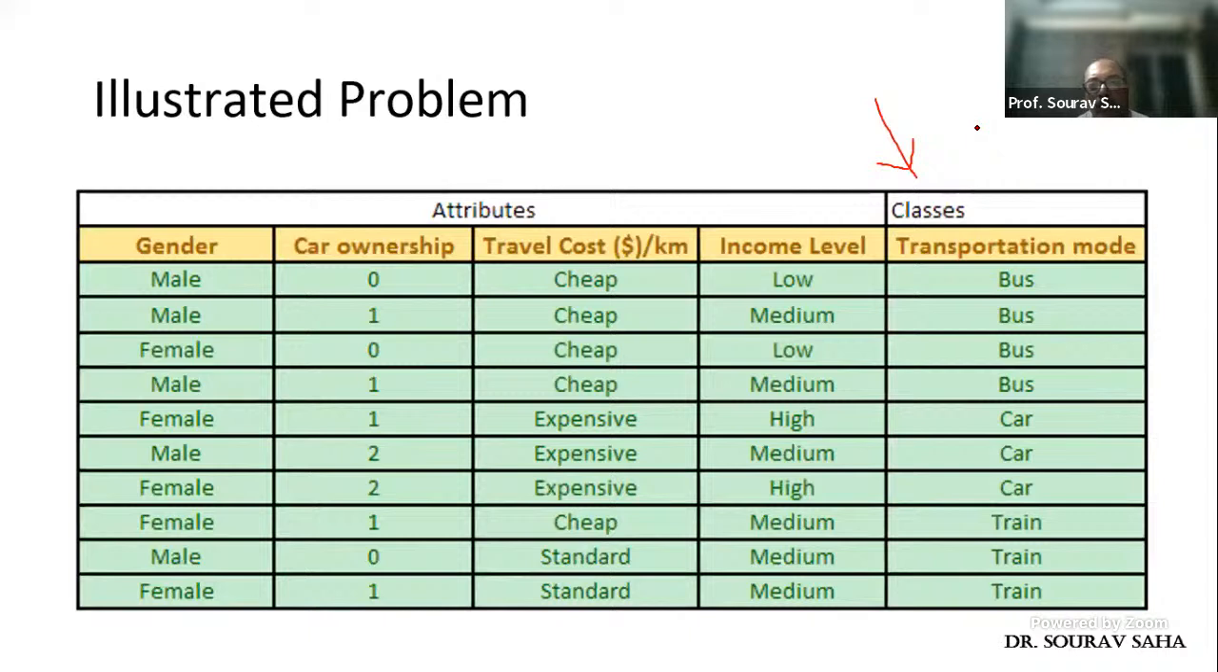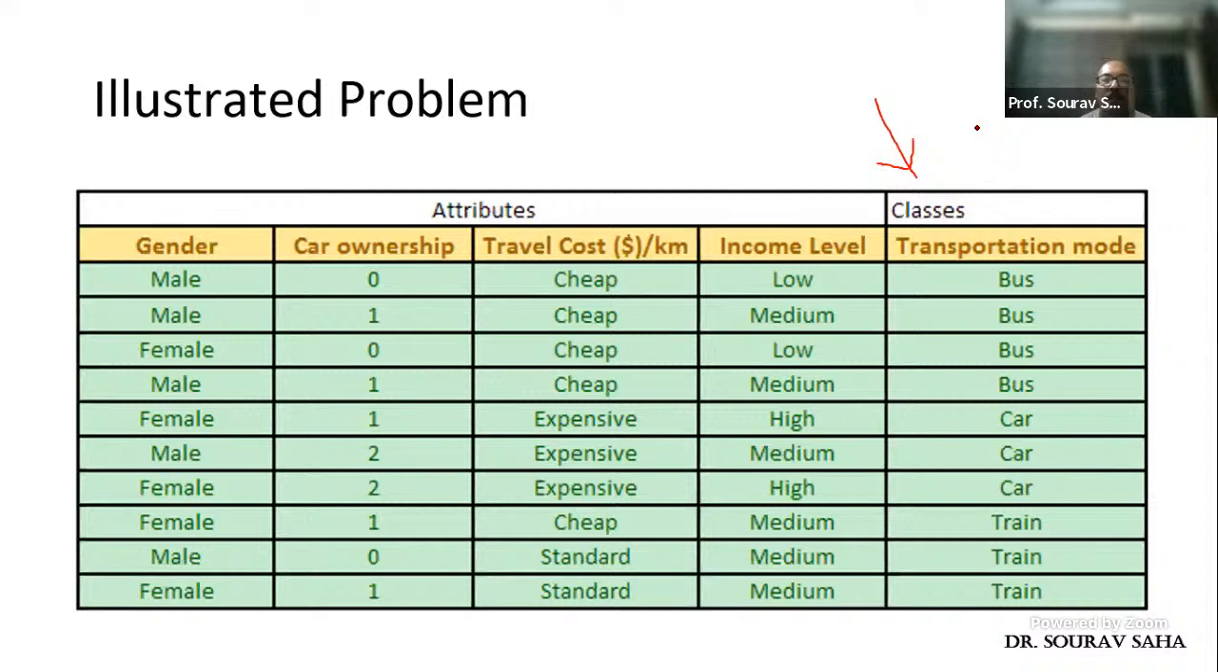Anand is saying 4:3:3. So again, Saurav has given me the answer: 2/10, 3/10, and 3/10. Those are the proportions we have. Kavita has also given me the correct answer. Bus is 4/10, car is 3/10, like that.